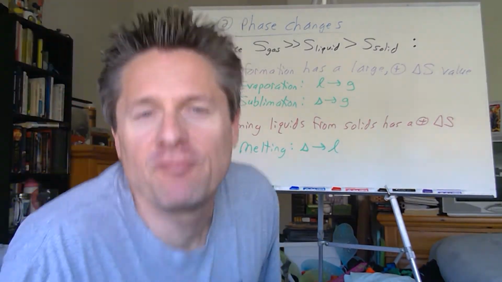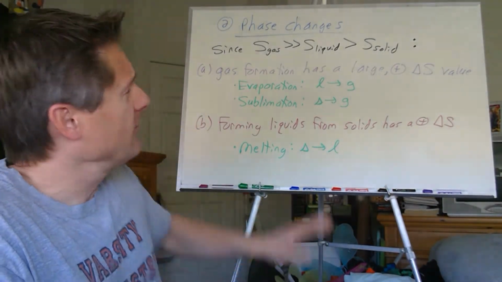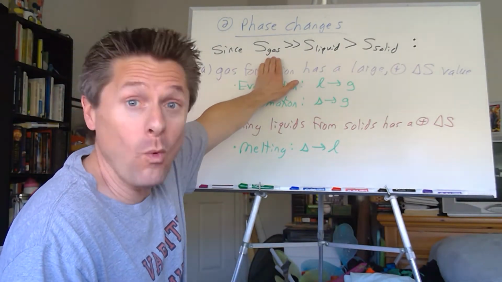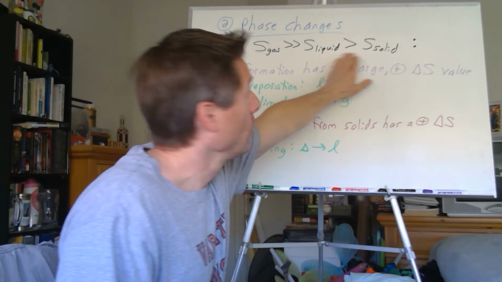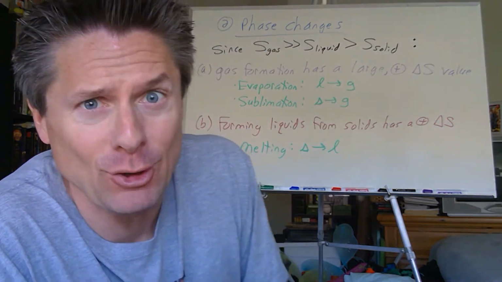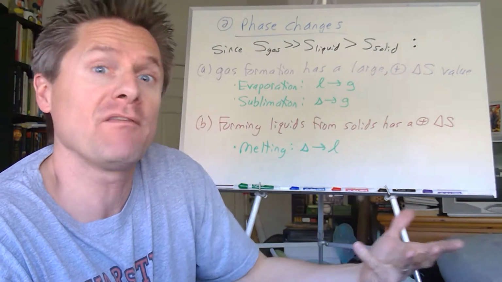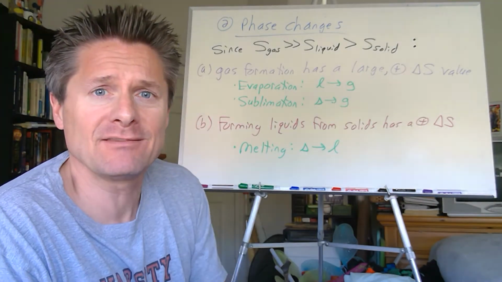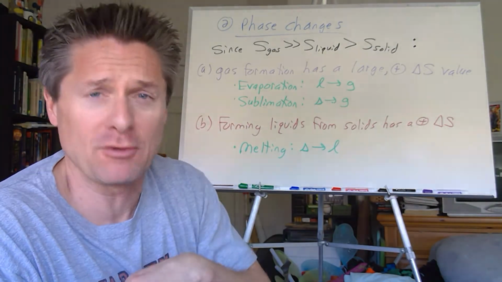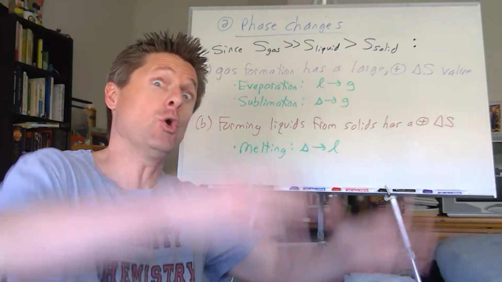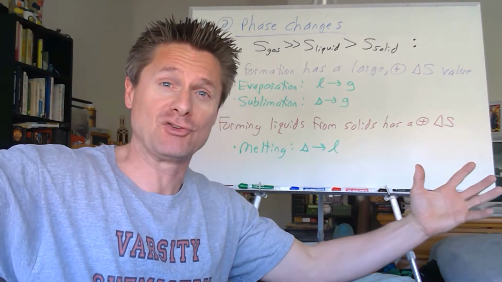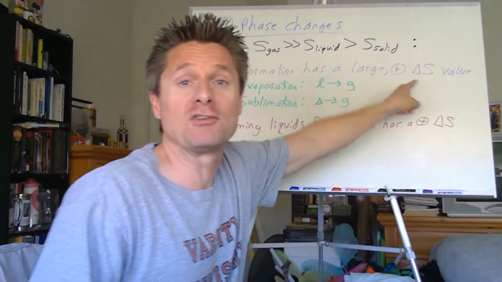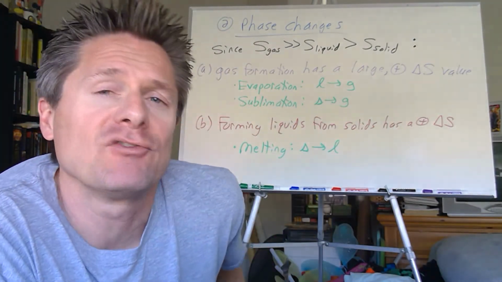All right, let's look at some phase changes. I think this is intuitively obvious because we know the entropy of a gas is way greater than the entropy of a liquid, which is greater than that of a solid. So you just have to look at what phase you're starting with to what phase you're going to. So for example, if you're forming a gas, doesn't matter what it is. Are you starting as a solid or liquid? If you're forming a gas, huge entropy increase. So the final entropy is greater than the initial, and they're going to have a very large positive entropy change, or delta S value.